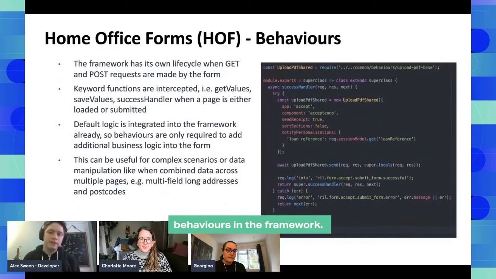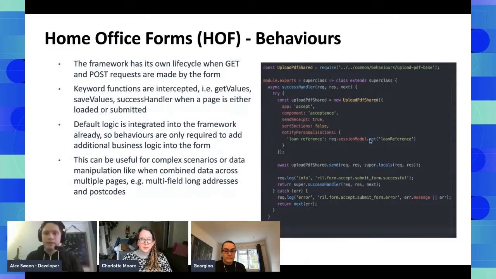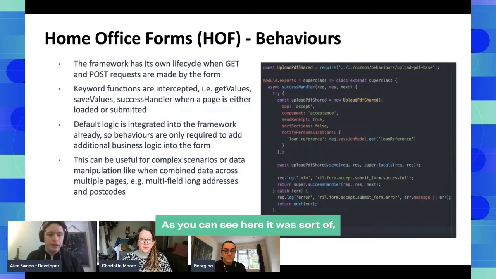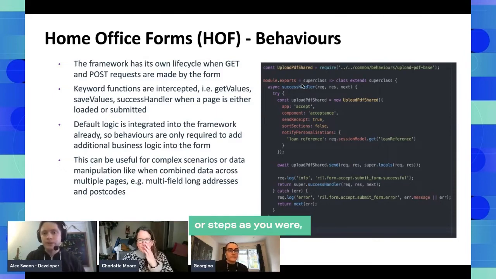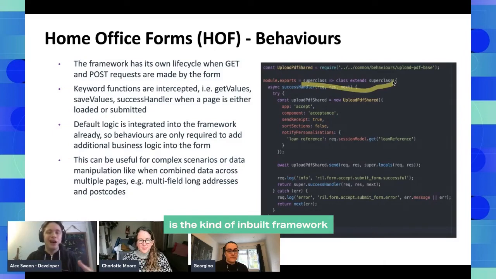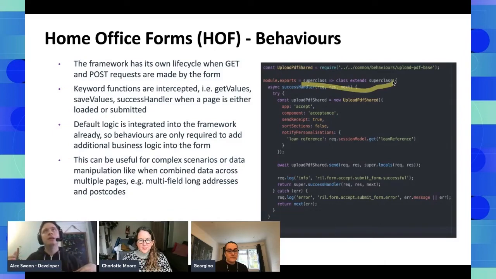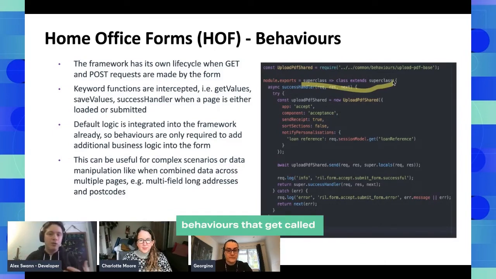We also have behaviors in the framework, and if you think of it in these terms, that's where we can put in customized controller and model logic. As you can see here, if I grab the highlighter, within the behaviors for each one of those routes or steps, we extend off the superclass, and the superclass is the inbuilt framework behaviors that get called as part of the get and post lifecycle.